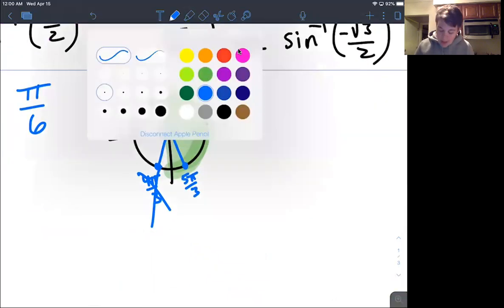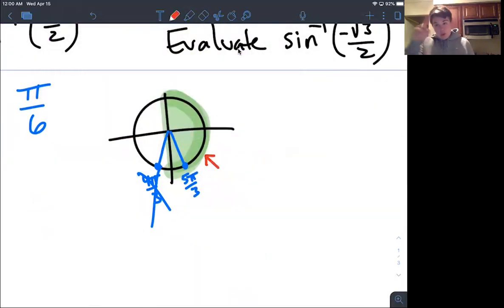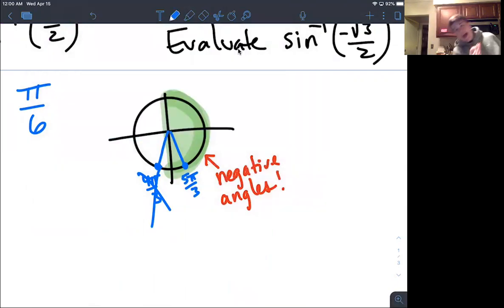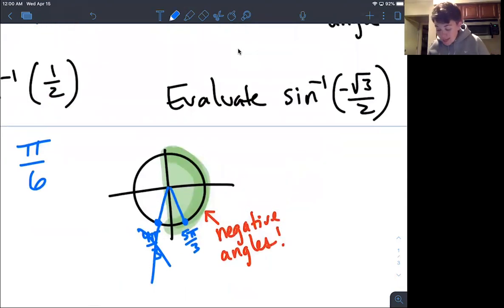So remember, in quadrant 4, these are negative angles. So what is the equivalent angle of 5 pi over 3 if I was swinging down to be negative instead of going all the way around to get to 5 pi over 3? How many negative radians is that? If you were saying negative pi over 3, you were exactly correct. That would be the correct inverse sine of negative radical 3 over 2.